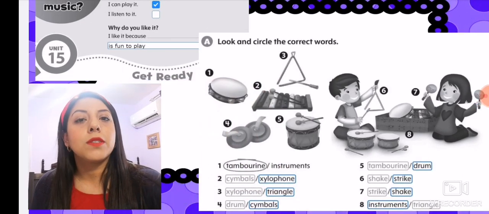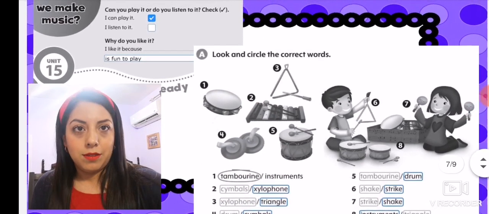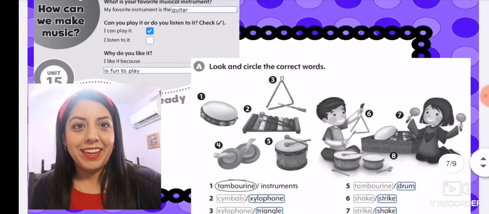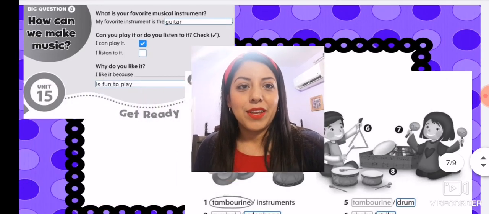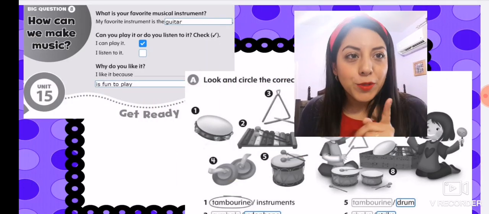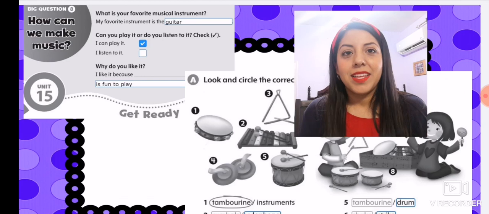Let me just fix my screen, please. Okay, here we go. Nice. Okay, so page 128. Open the book, please. Now, how can we make music?